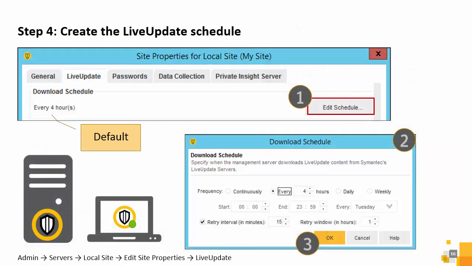To specify when you want the subdomain to download Live Update content from Symantec's Live Update servers, you can configure the frequency by selecting one of the following options: continuously; every, leave the default setting of every 4 hours or change to a different setting; daily, enter the start and end time, the retry interval in minutes, and the retry window in hours; weekly, enter the start and end time, the retry interval in hours, and the retry window in days.